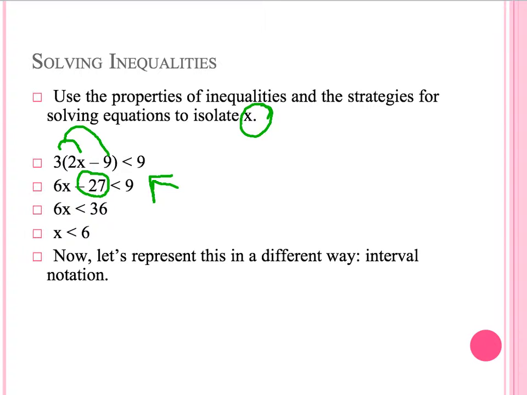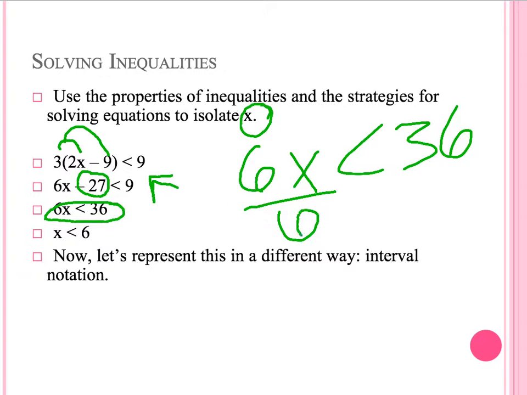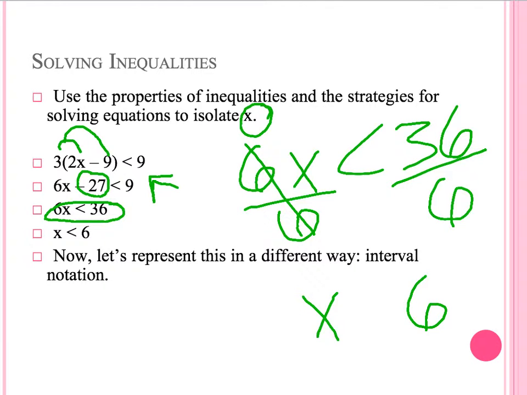When we add or subtract a number, we know that the sign does not change because of our rules of inequalities. Adding 27 to the other side gives us 6x is less than 36. Our last step to isolate our variable x will be to divide both sides by 6. When we have 6x less than 36, dividing by 6 on the left side cancels to 1. When we divide 36 by 6, we get 6. Now, since we divided by a positive number, we know our rules say that our sign will not change, so x will still be less than 6.